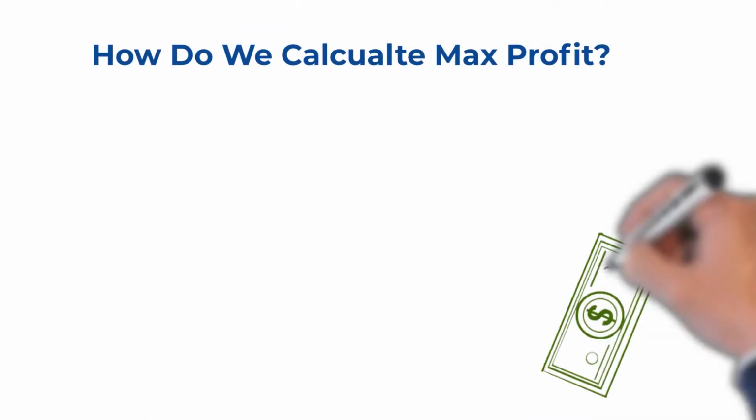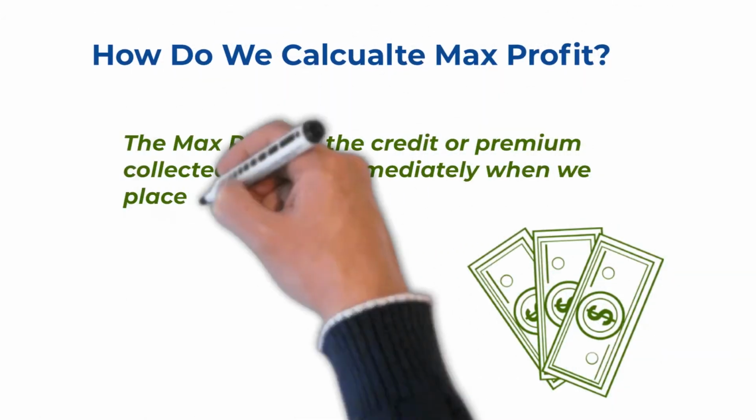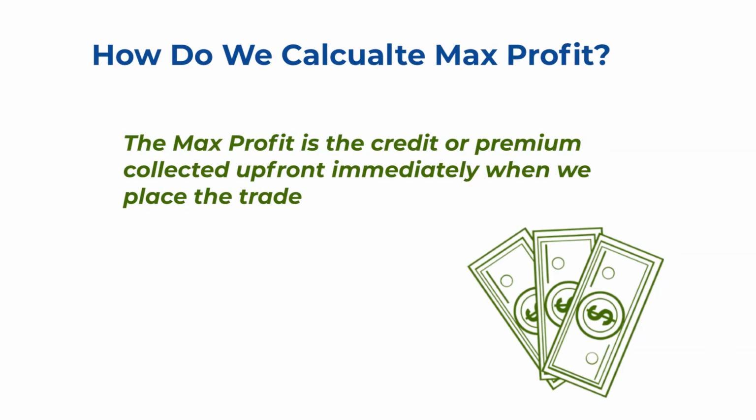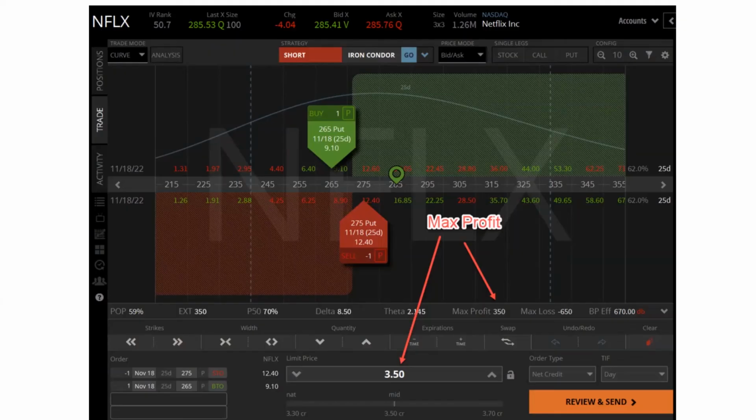How do we calculate max profit? The max profit is the credit that we receive when we place the trade. In the case of Netflix, we collected $350. We keep this max profit as long as the stock stays above the short strike price of $275 at expiration.